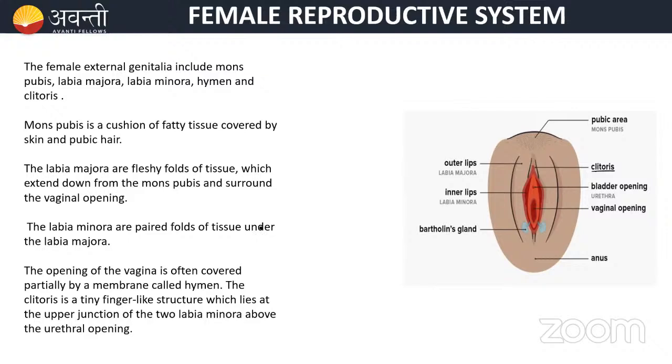In the female reproductive system, there are two accessory glands present. Number one is the Bartholin gland, and the other one is the Skene gland. Skene glands are present around the urethral opening, and the Bartholin glands are present at the vagina.